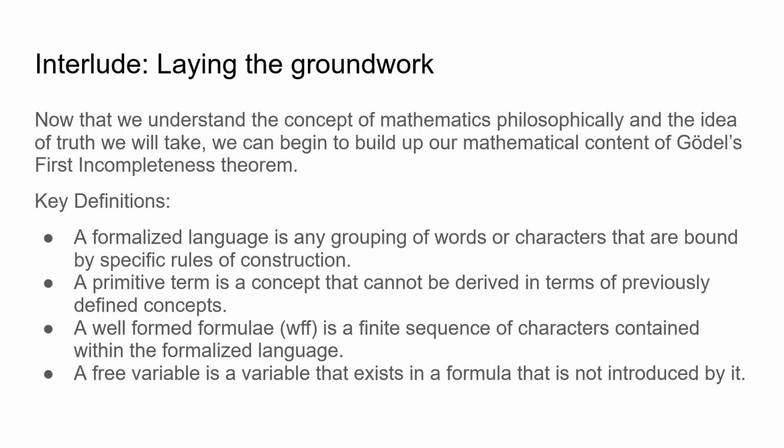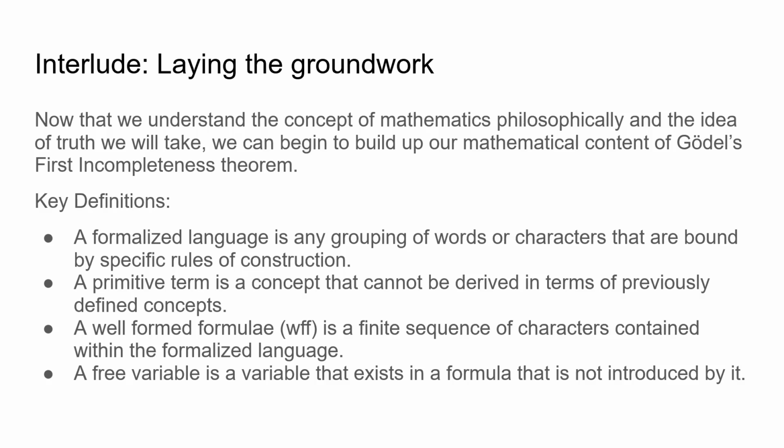So now that we understand a little bit about the philosophy of mathematics, we can begin to build up our mathematical content to Gödel's first incompleteness theorem, and this is going to be very definition-y, so strap in. So the first four definitions we're going to look at are these four here. The first is the formalized language, which is any grouping of words or characters that are bound by rules of construction. The second is a primitive term, which is a concept that we can't define from previous terms.